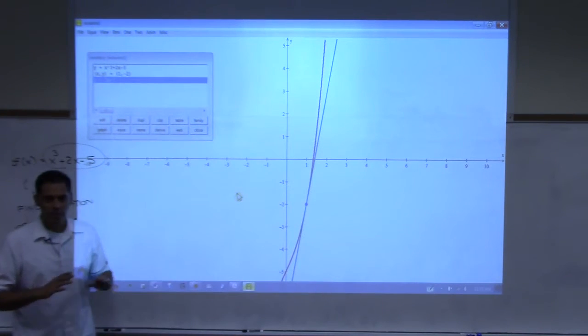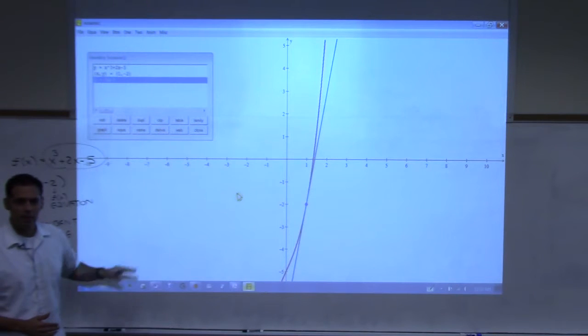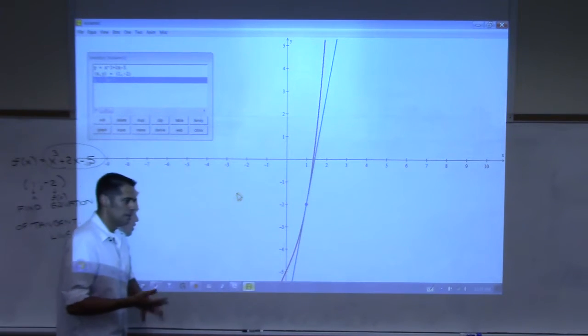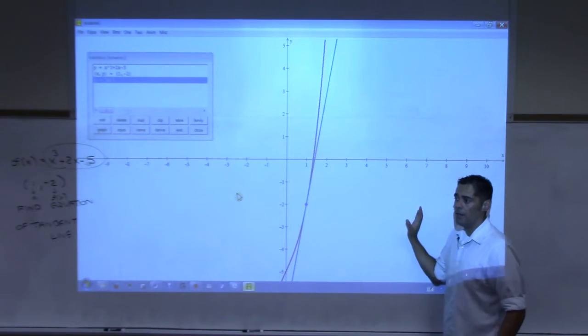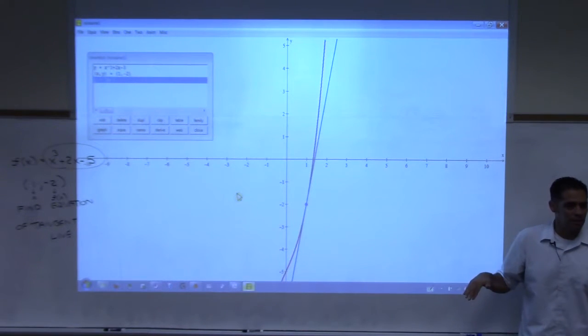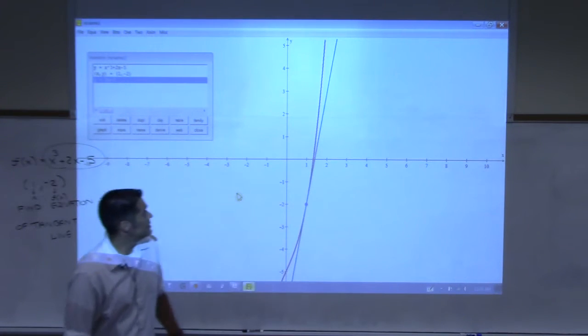Theoretically, we can do this for any function. Doesn't have to be a polynomial function. It can be a rational function. It can be square roots. It can be trig functions. Any function. If you can compute the limit, you can find the slope of the tangent line. If you can compute the limit. That might become tough at some point.